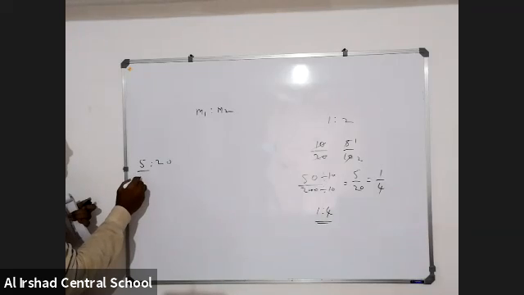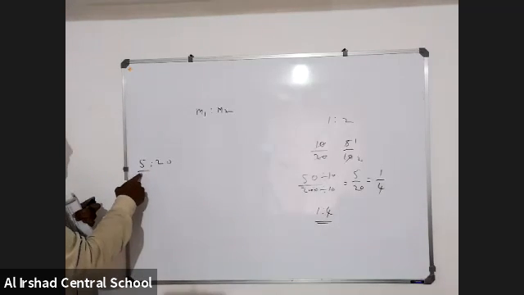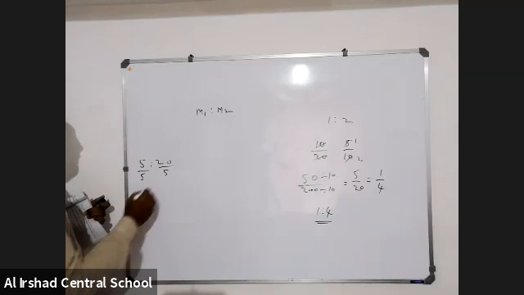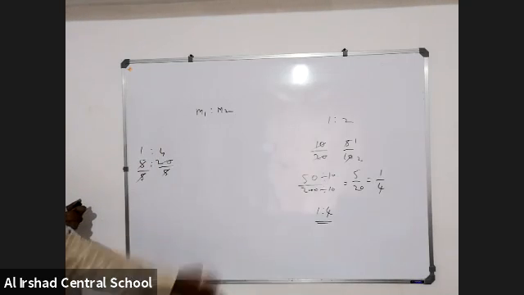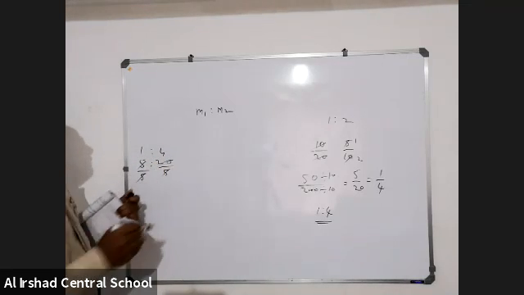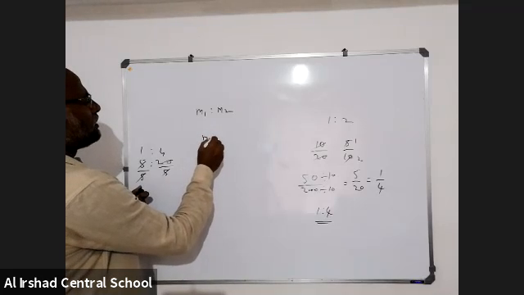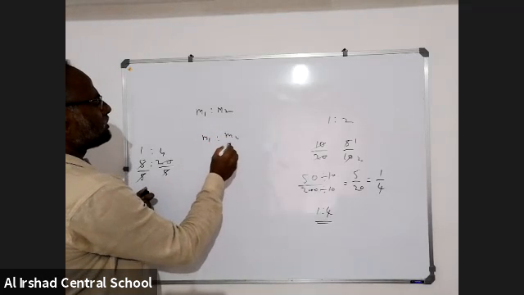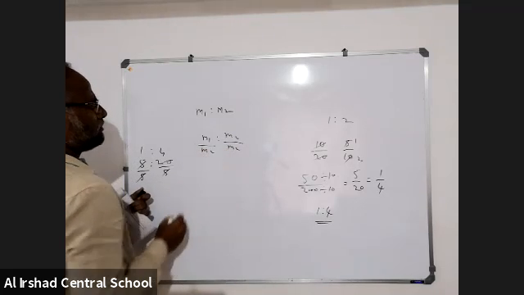I divided by 5, because 5 is divided by 5. So this is 1, this is 4. 1 is to 4. Now here what am I doing? A good method, that one. M1 is to M2, divided by M2, divided by M2.